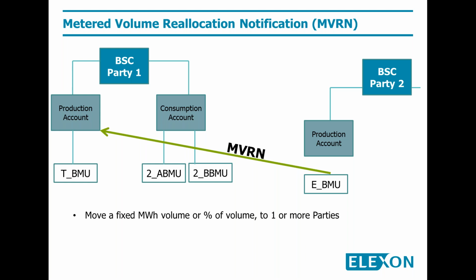So a MVRN can move a fixed volume or a percentage of that volume. So you can either do it in megawatt hours or as a percentage to one or more parties. So in this example, party 2 could have MVRN'd with party 3 and party 4. The vast majority, in fact, I can't think of anyone who doesn't, MVRNs are based on the percentage of the volume. That way, if your volume changes, you don't need to put a new MVRN in place. It's simply a percentage of that. The other thing to note is that you always need to move from a production account to a production account and from a consumption account to a consumption account with your MVRN.